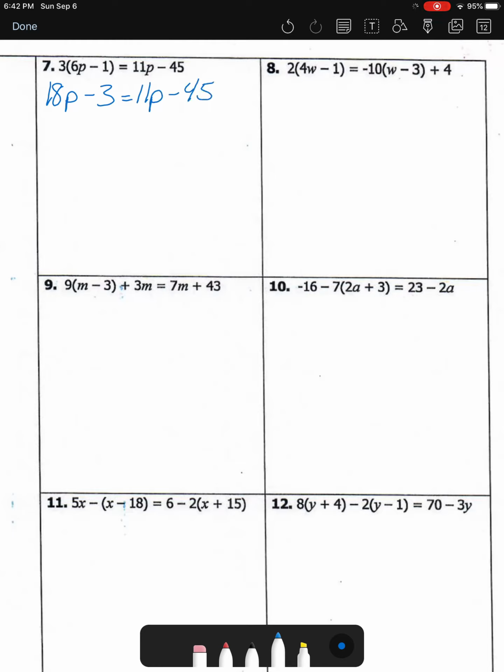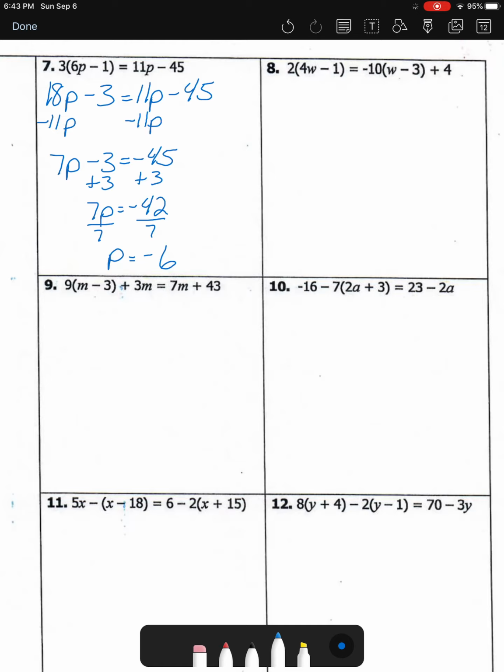So now we're at the same exact place we were on the front page. We've got a p on both sides. We're going to move the smaller of the two, so I'm going to subtract the 11p over. 18 minus 11 gives me a 7p. We are going to add the 3 and add the 3, so that means that 7p is equal to negative 42. To get p by itself, we're going to divide the 7 out of there and find out that p is equal to negative 6.